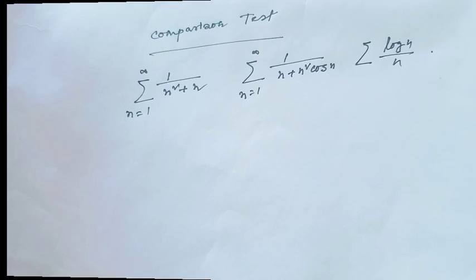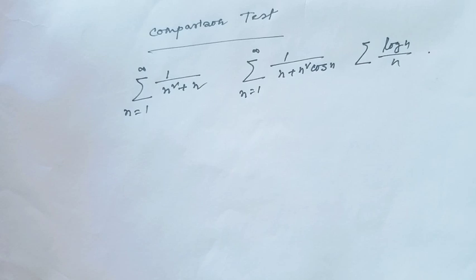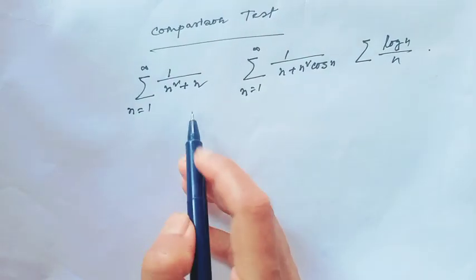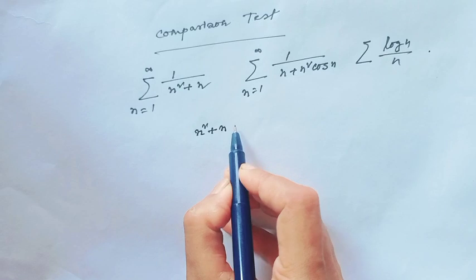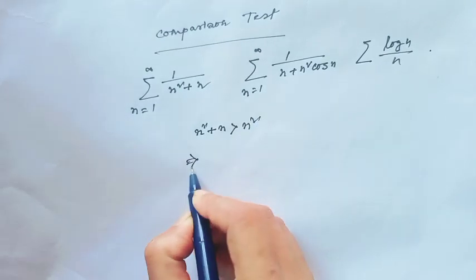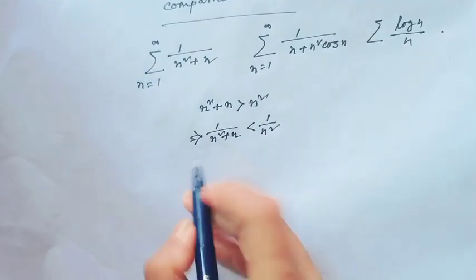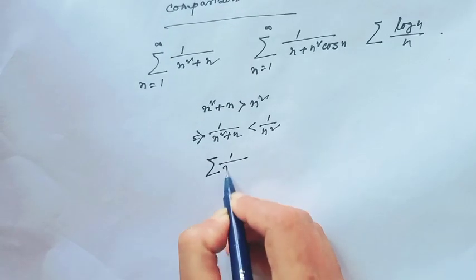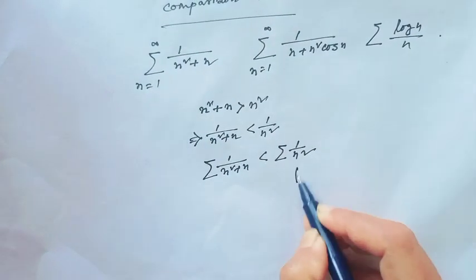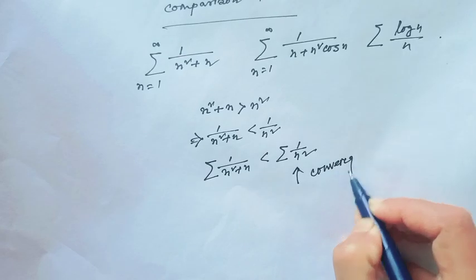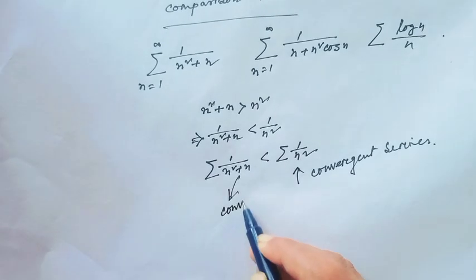Okay, now I will see in which series the comparison test would be applicable. First, consider this series. For this series, n square plus n is always greater than n square. So 1 over n square plus n is always less than 1 over n square. By this inequality, the series 1 over n square plus n is less than the series 1 over n square. And since this series is convergent, therefore by the comparison test, this series is convergent.